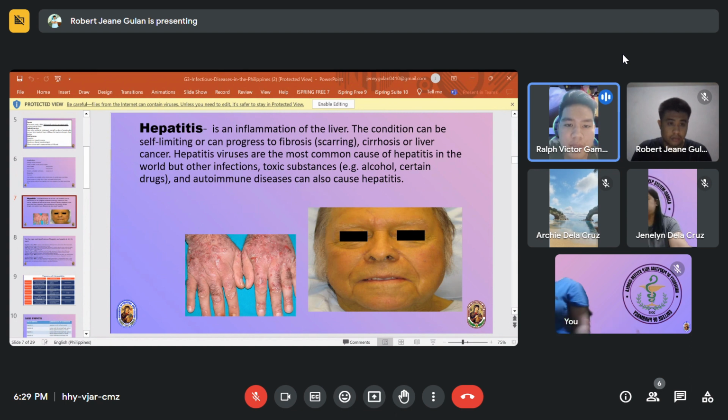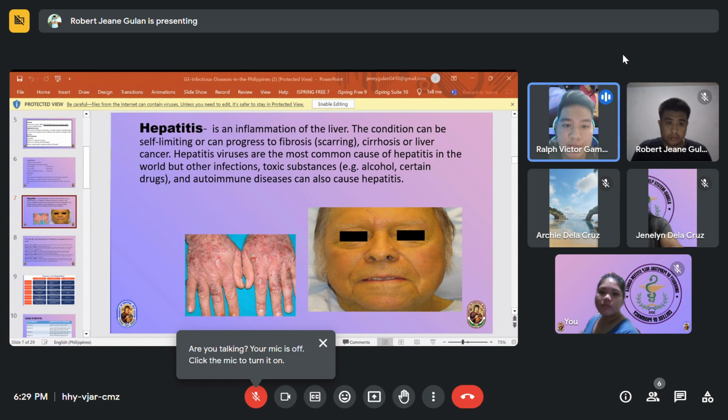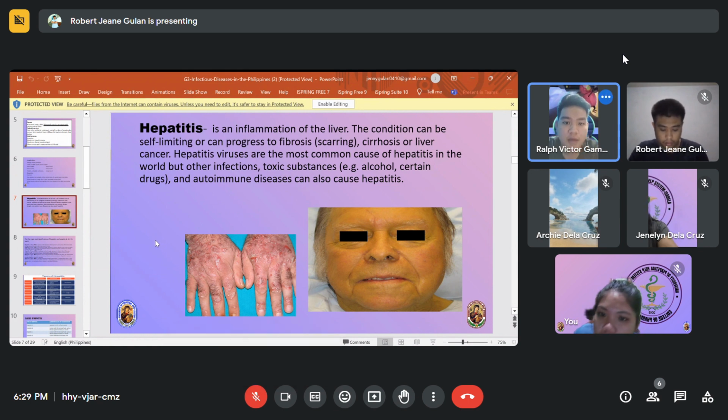The second disease is called hepatitis. It is an inflammation of the liver. The condition can be self-limiting or can progress to fibrous scarring, cirrhosis, or liver cancer. Hepatitis viruses are the most common cause of hepatitis in the world, but other infections, toxic substances such as alcohol, certain drugs, and autoimmune disease can also cause hepatitis.